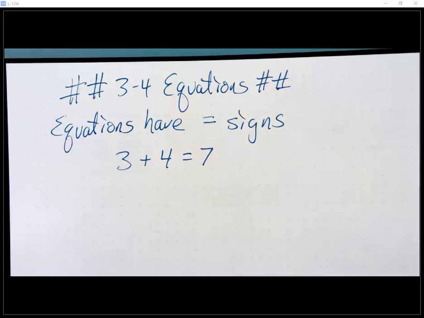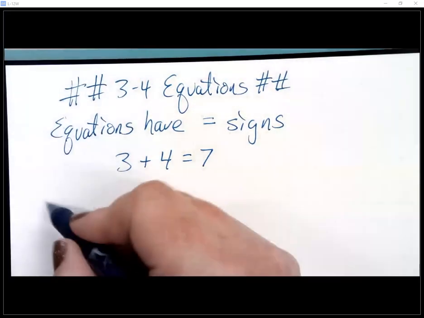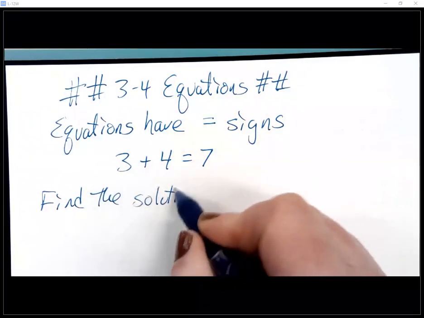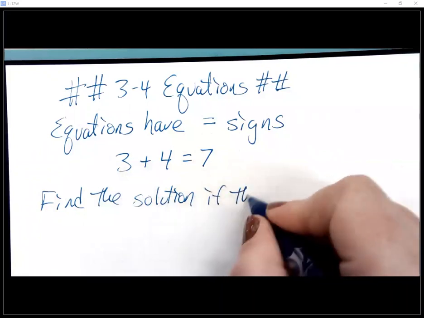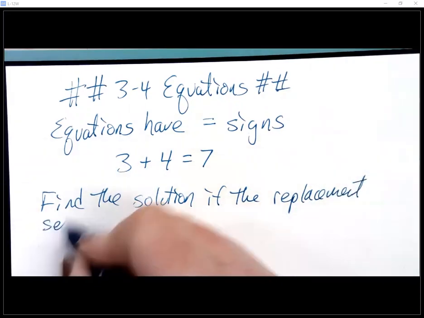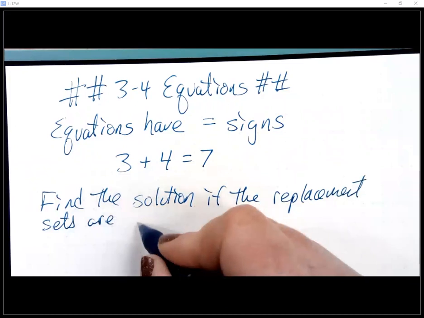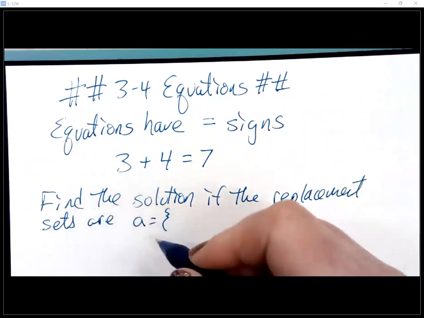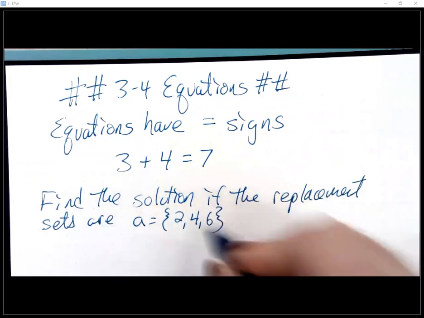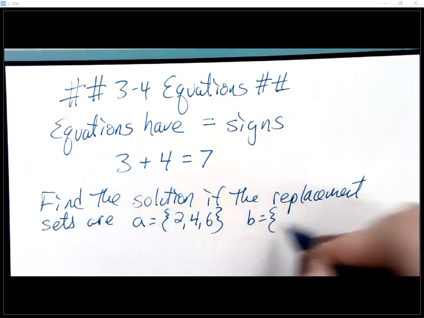So one way that we can do this is by using something called replacement sets. So let me write out the problem, and then we'll talk our way through it. It might say something like this. Find the solution if the replacement sets are, let's say A, so I'm going to give you some values that A could be. How about 2, 4, 6? And maybe B could be 8, 9, 10.